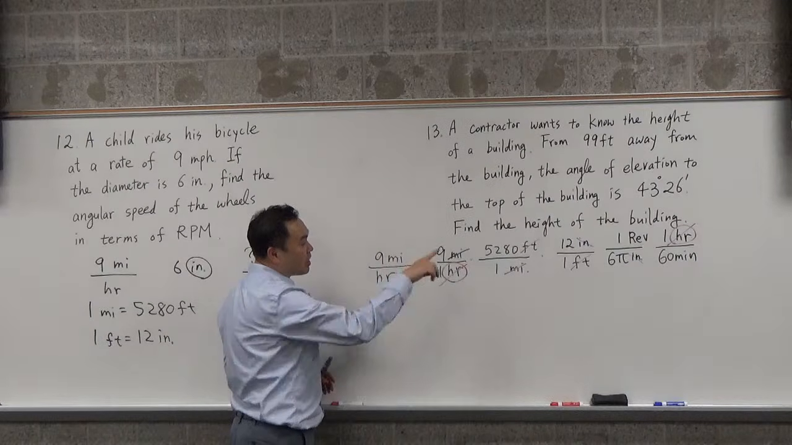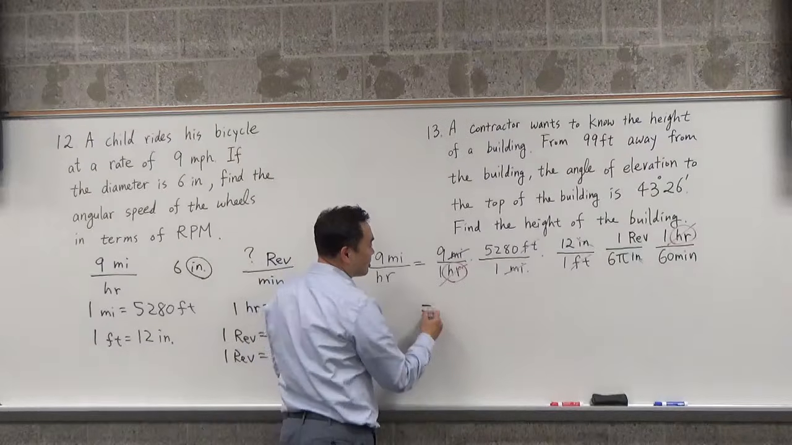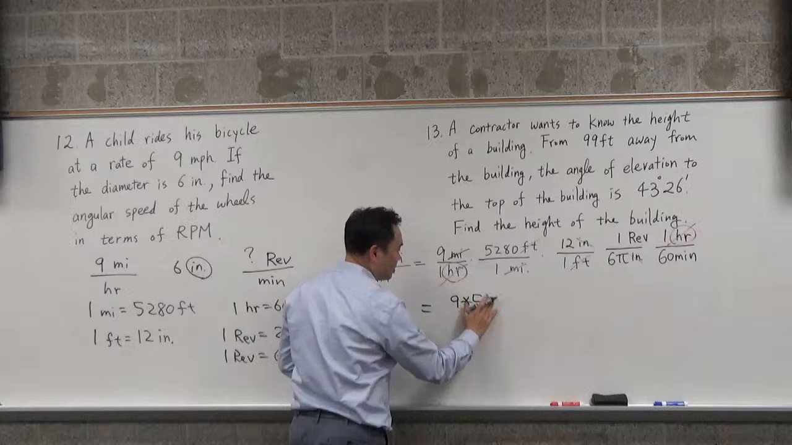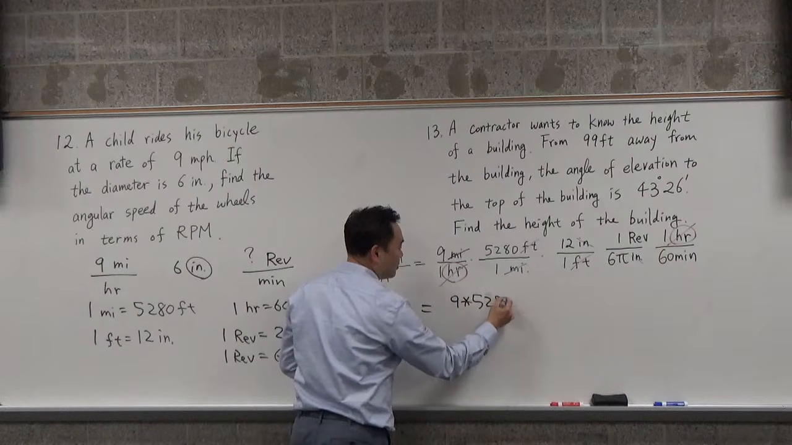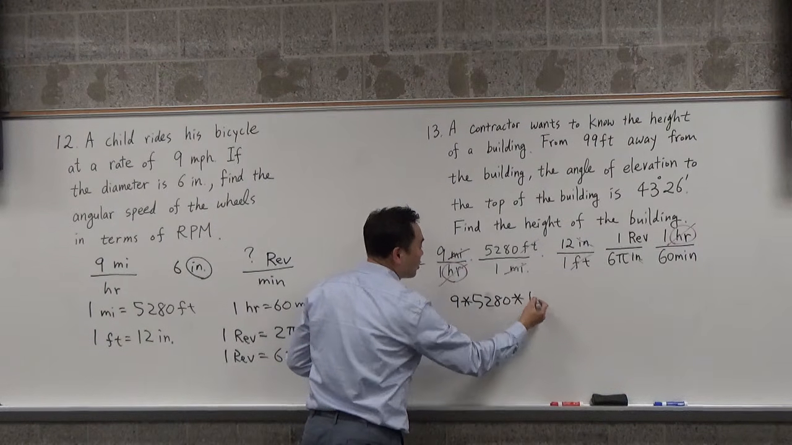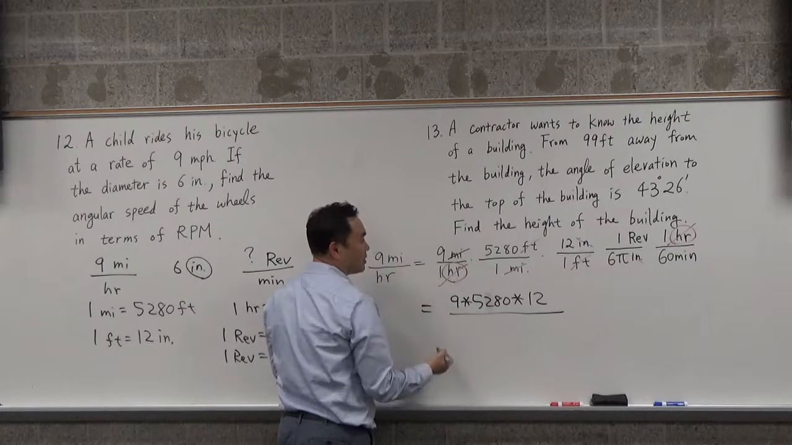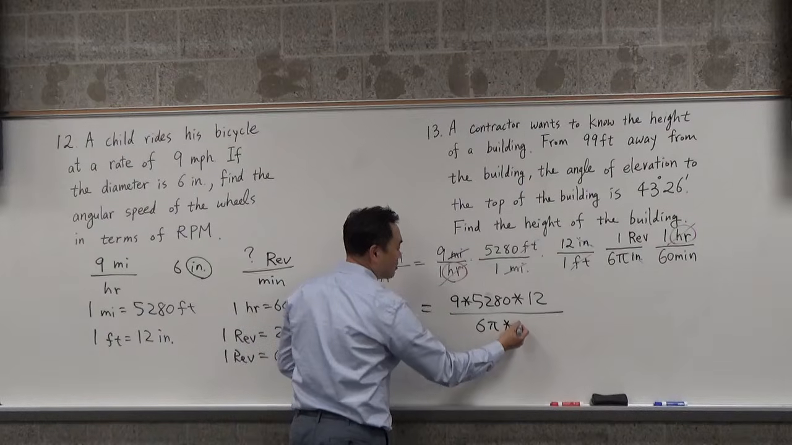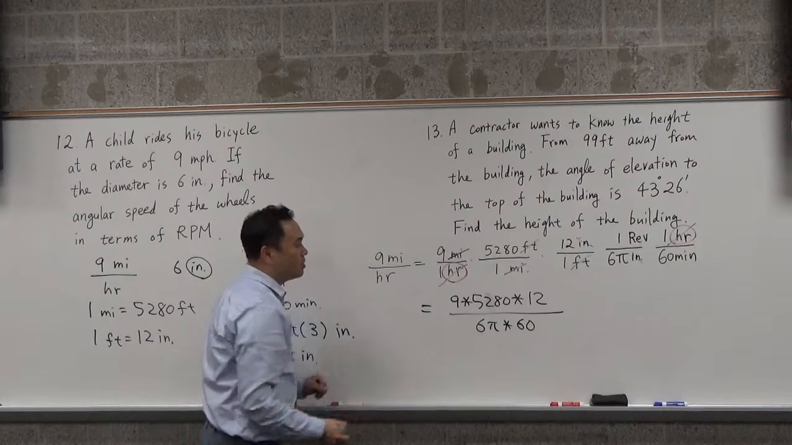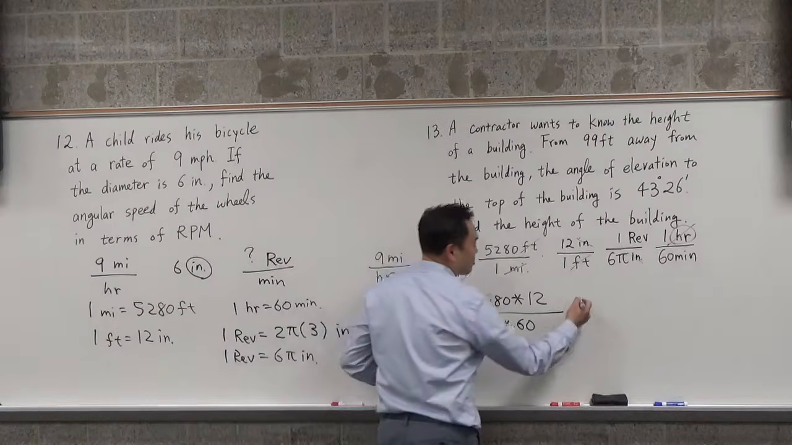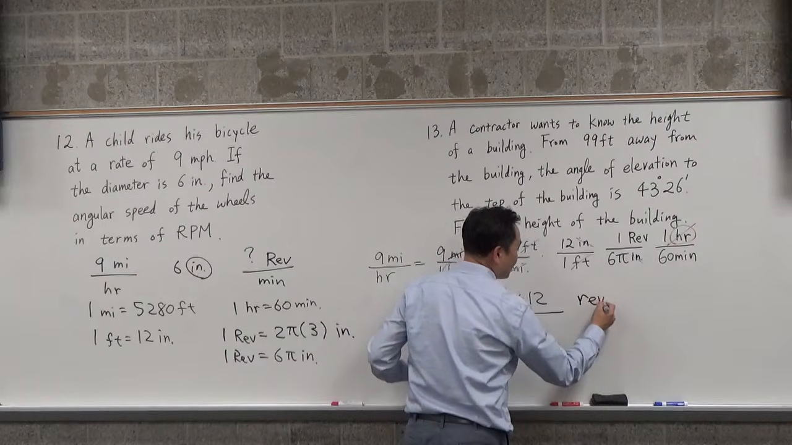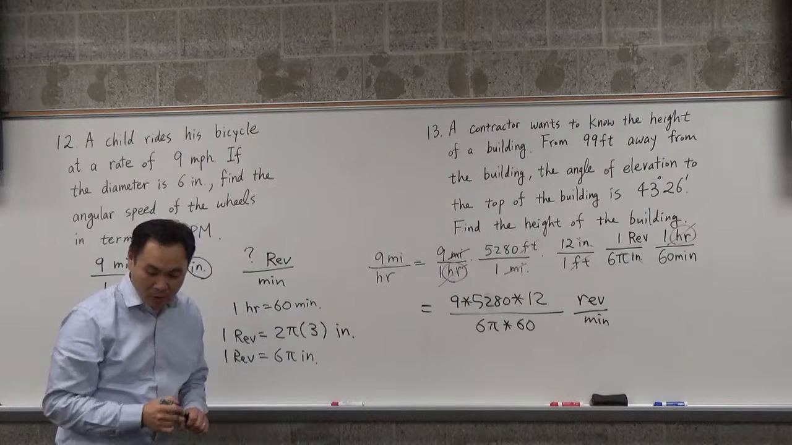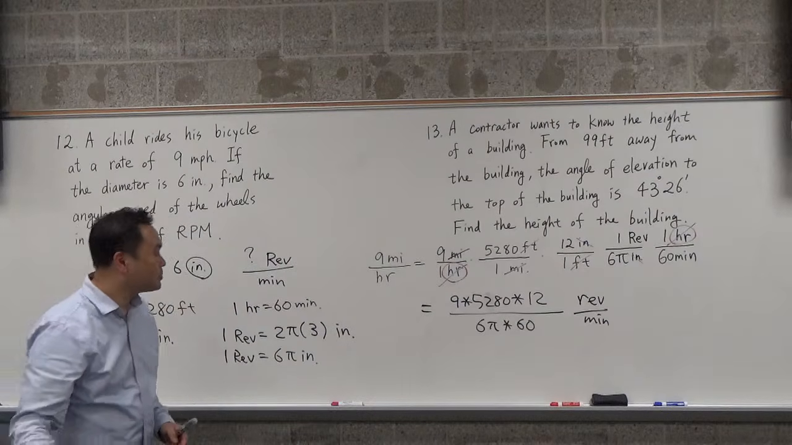Now look at what's on the top, what's on the bottom. You see that it's 9 times 5,280 times 12 divided by 6 times pi times 60. And it should be revolutions per minute, which is exactly the RPM that we're looking for. Okay? So you want to put this in there.